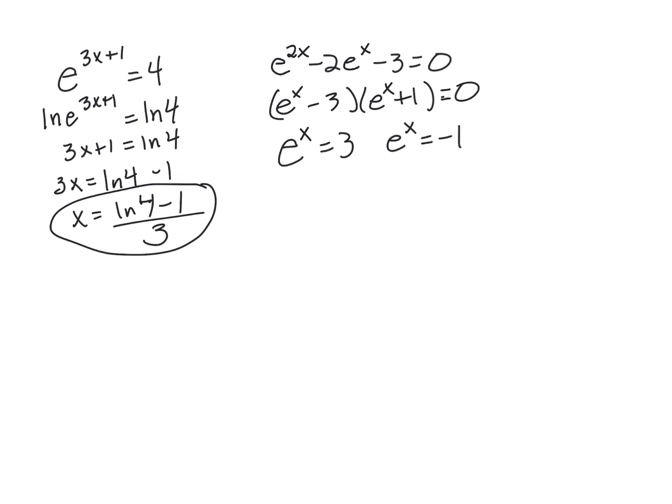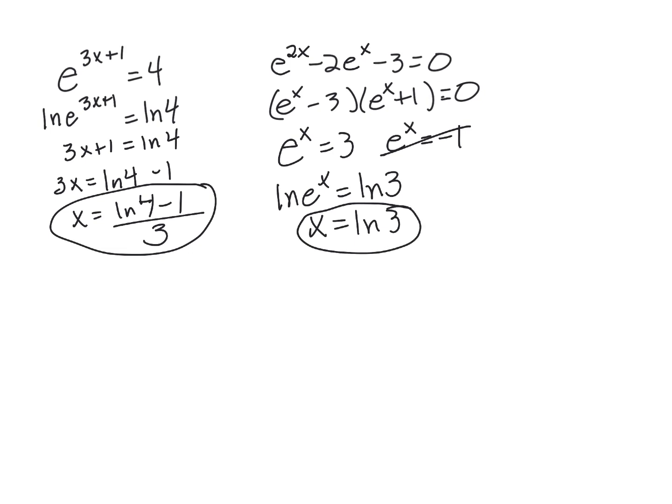Now wait a second. E itself is 2.7 something. There is no exponent that I can raise that to make it equal a negative number. So this guy is out. And we get e to the x equals 3. Now, how do we get x down to the line and solve for it? We take the ln of both sides. And we get x equals ln of 3. All right, so that should be enough juice in your tank for you to get going on the homework.